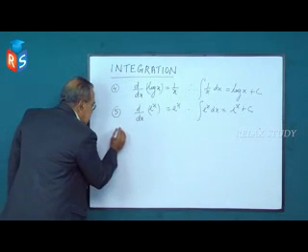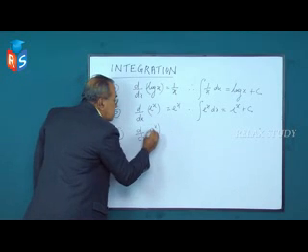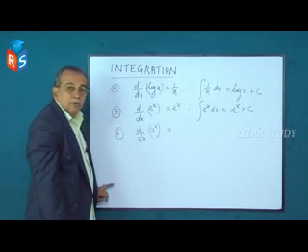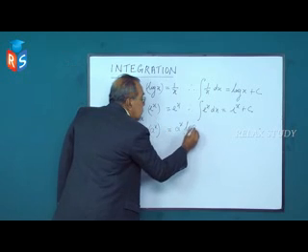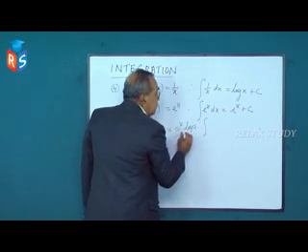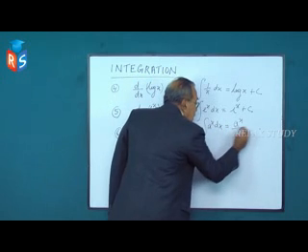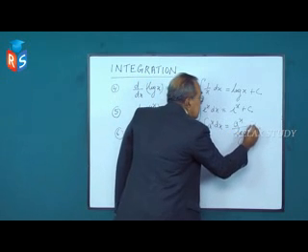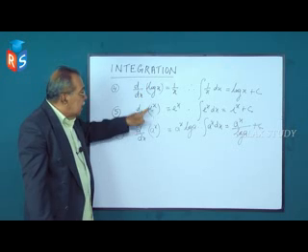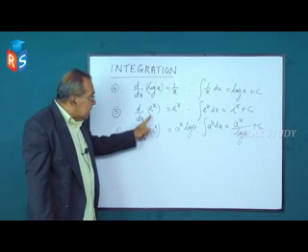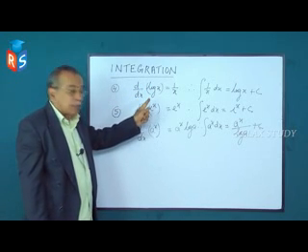6. D by dx of a raised to x is equal to a raised to x log a. Therefore, the integral of a raised to x dx is equal to a raised to x by log a. This is logarithmic, exponential. Remember, the base is a constant. In x raised to n, the base is a variable and n is a constant.